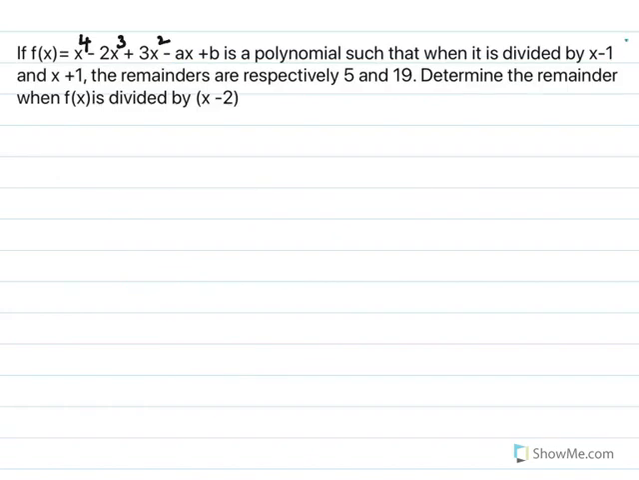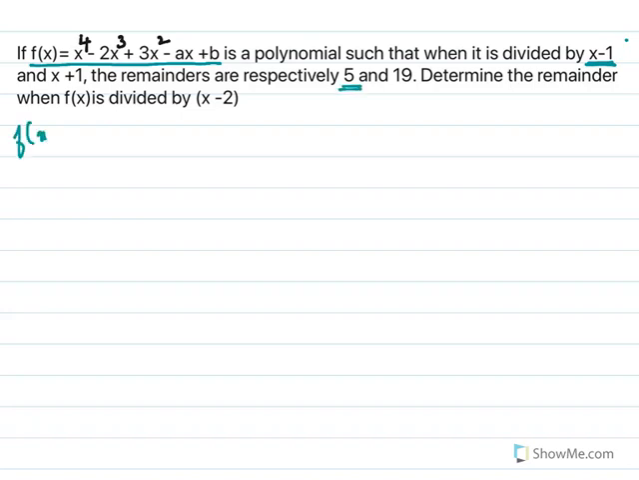If f of x is a polynomial such that when it is divided by x minus 1 and x plus 1, the remainders are 5 and 19. Determine the remainder when f of x is divided by x minus 2. Let's read the first part again. So here we have this polynomial, and they said it is divided by x minus 1. And when divided by x minus 1, the remainder is 5.